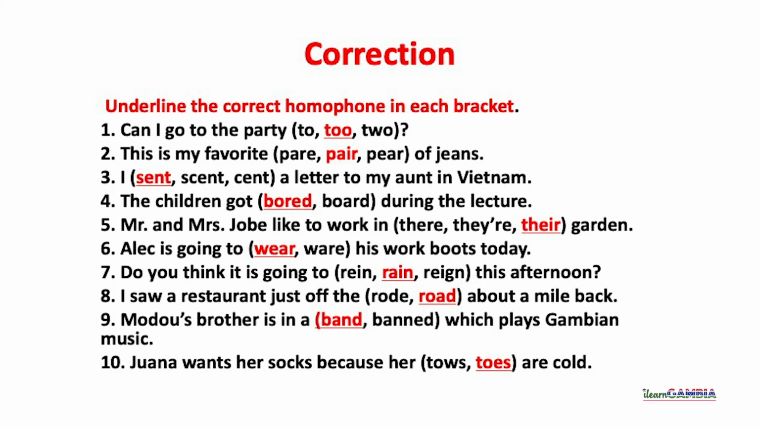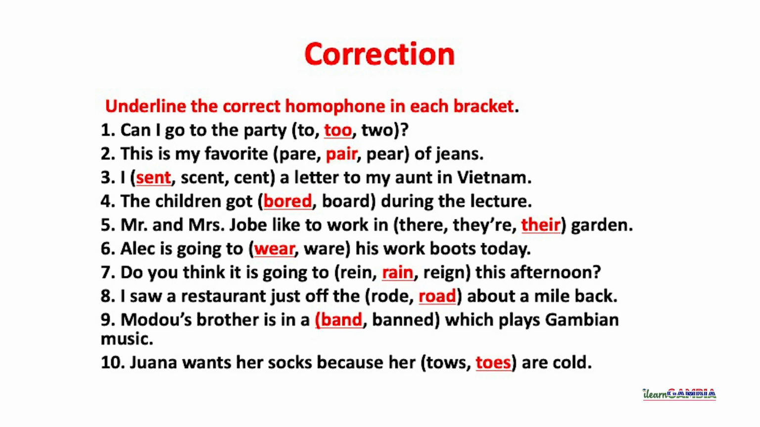All right. So the other one says, Mr. and Mrs. Job like to walk in their garden. So you cannot use THERE. Instead, we expect you to use the possessive adjective or the pronoun THEIR. All right. So we said Alice is going to wear EAR, not the other one ARE. Now number 7: Do you think it is going to rain? RAIN, that is the word that is supposed to be underlined. And number 8: I saw a restaurant just off the road. So there we expect you to underline ROAD.